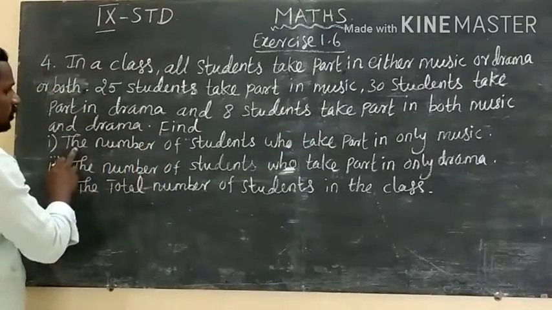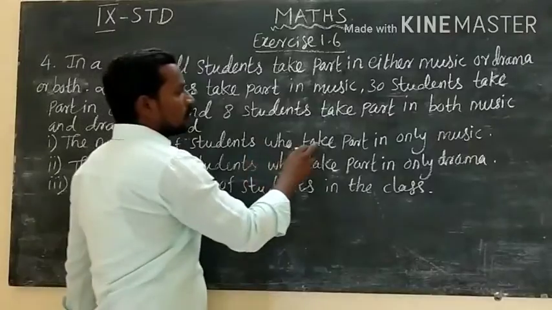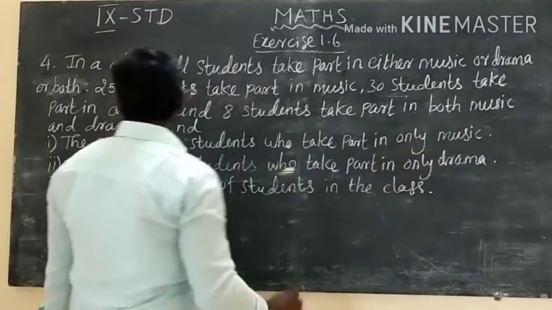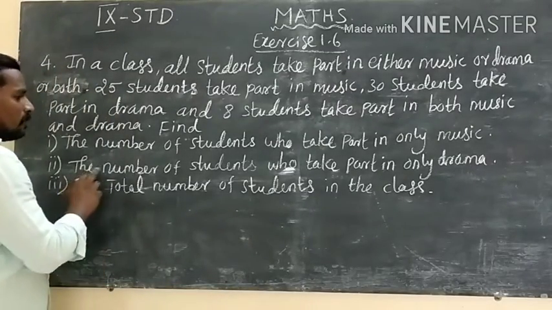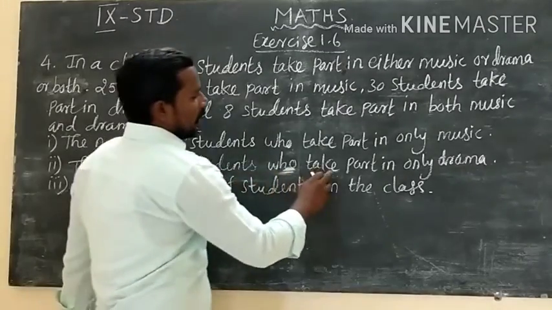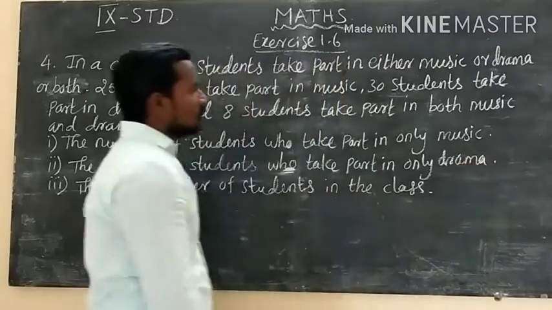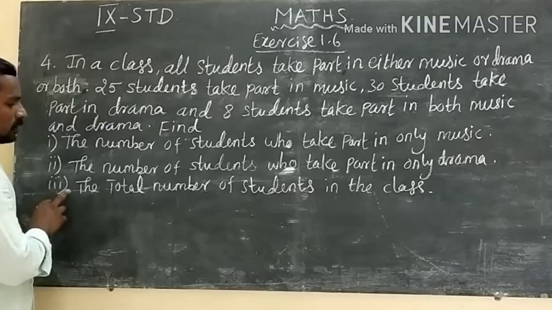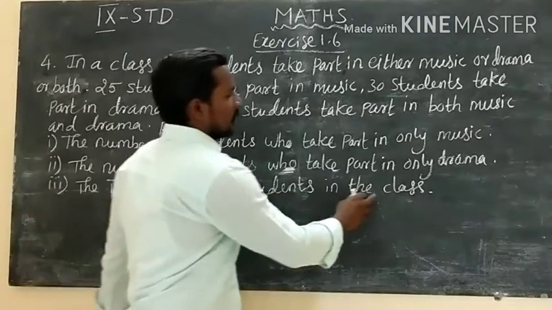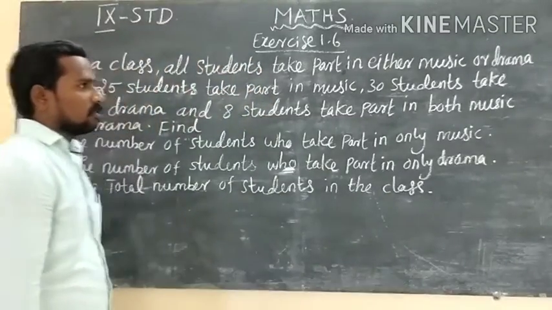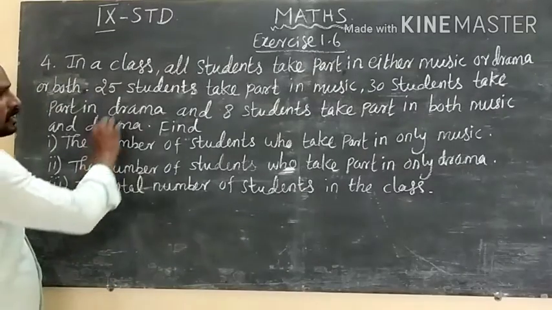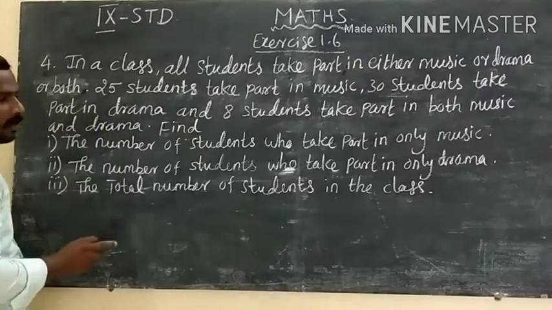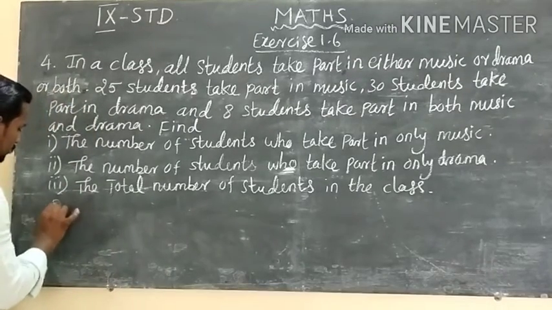Find: first, the number of students who take part in only music; second, the number of students who take part in only drama; and third, the total number of students in the class. Answer these questions using a Venn diagram.